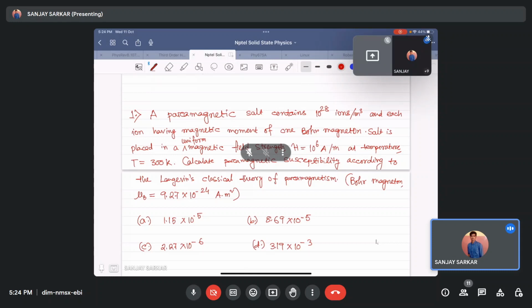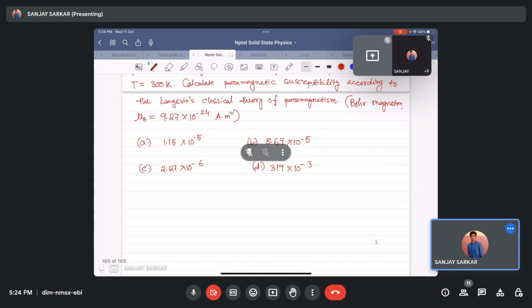Let me write down the formula. So using that formula, you can calculate the paramagnetic susceptibility. The paramagnetic susceptibility, chi paramagnetic, is given by mu naught n mu square by 3 kB T. So this is the formula to calculate the paramagnetic susceptibility using the classical law.